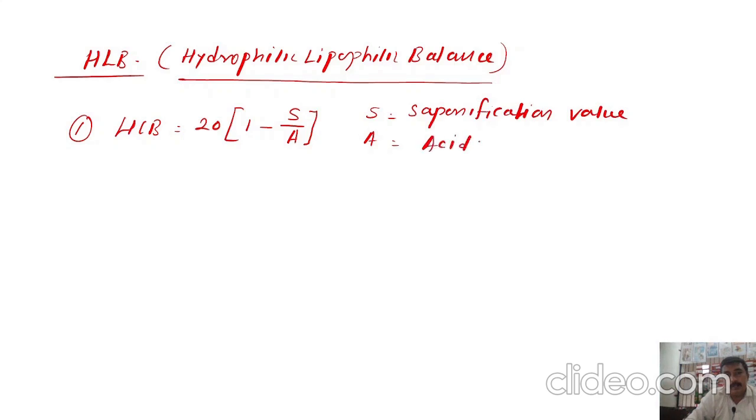So these are two different values. So if the saponification value, S, and acid value, A, are given in the problem statement, then you have to use this equation. Very simple equation, 20 into 1 minus S upon A. So next, for those surfactants whose saponification value is very difficult to determine, for example beeswax, lanolin.